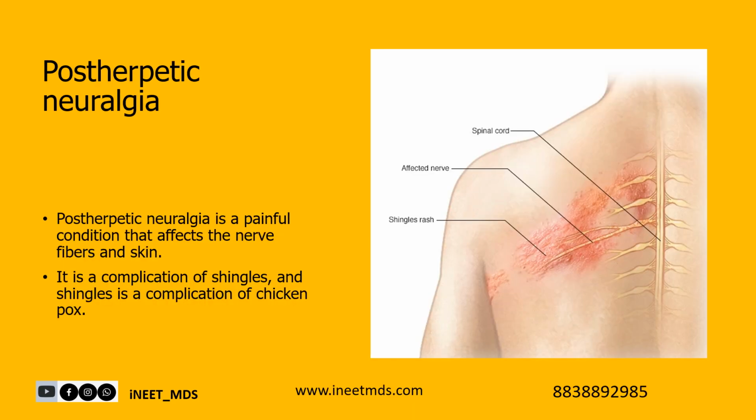Then we have something called post-herpetic neuralgia, which is a complication of shingles. Once a patient has a reinfection of varicella zoster virus, the patient will end up with shingles. After the shingles rashes disappear, the patient will have a very painful condition around the area where the nerve is supplied. That complication is called post-herpetic neuralgia. That is, after a reinfection of varicella virus, the patient will end up with a severe pain which is called post-herpetic neuralgia.